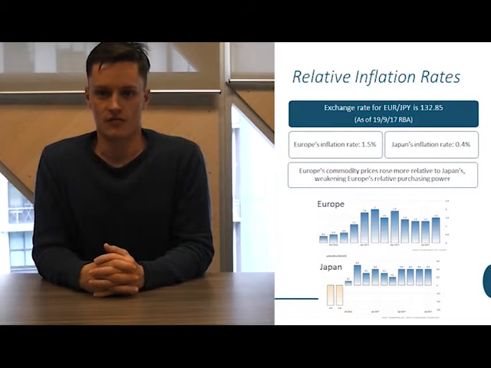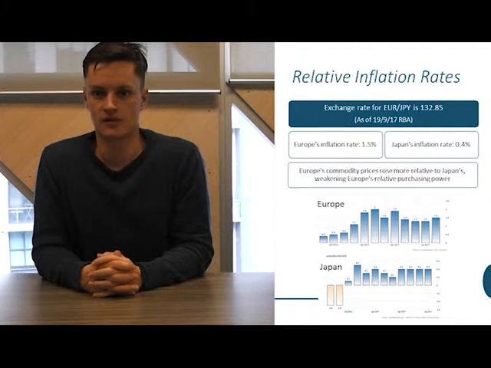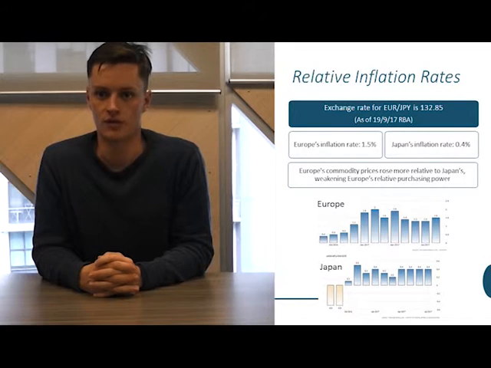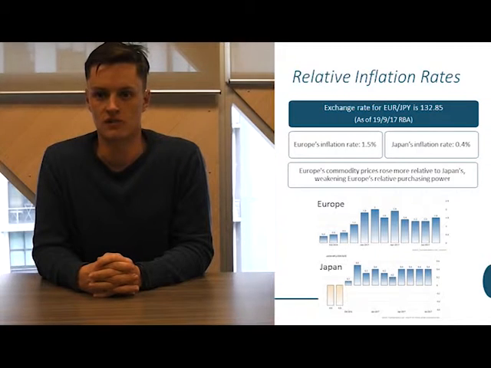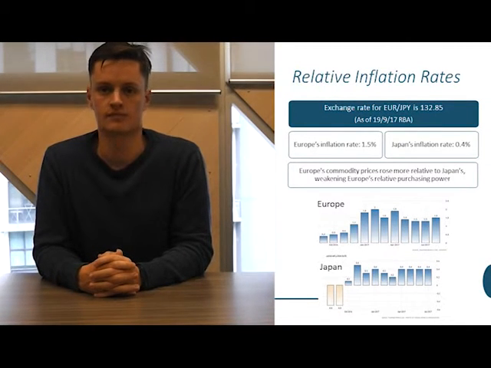Due to relative prices, purchasing power in Europe decreases relative to Japan, which creates demand for imported goods. This increases the supply of the euro as traders are trying to buy Japanese yen and therefore selling the euro. As a result, it will cause the euro to depreciate against the Japanese yen due to the shift to the right of the supply curve.